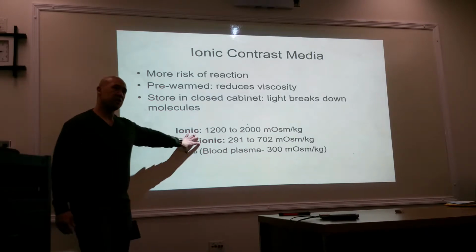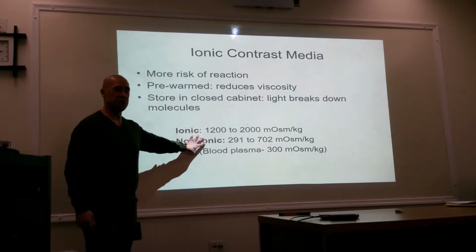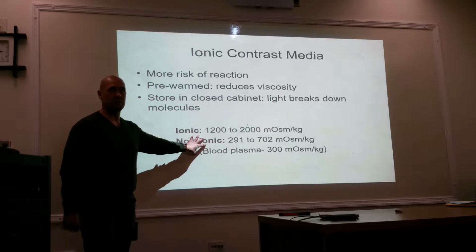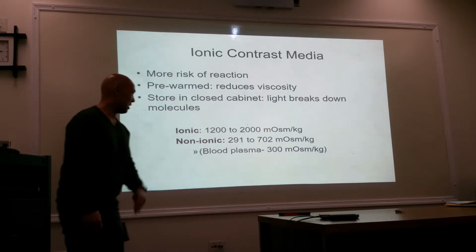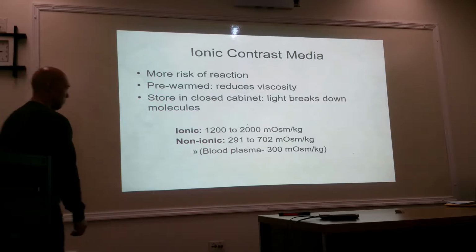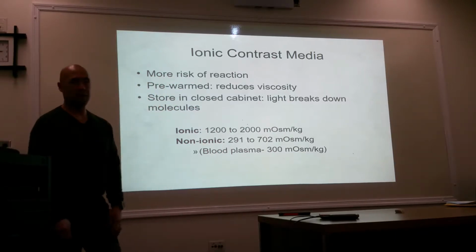Okay, these are the new numbers. These were taken from your other presentation, so you need to change these. Because on your slides you were just given one number, right? Here I'm giving you guys the range. So ionic has an osmolality of 1,200 to 2,000 milliosmoles per kilogram.